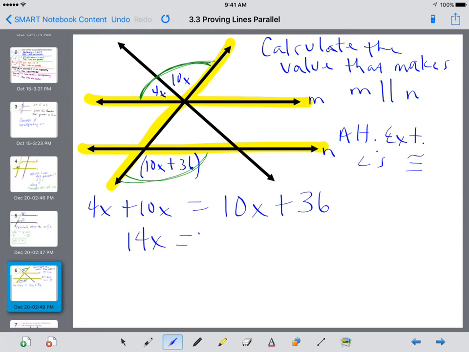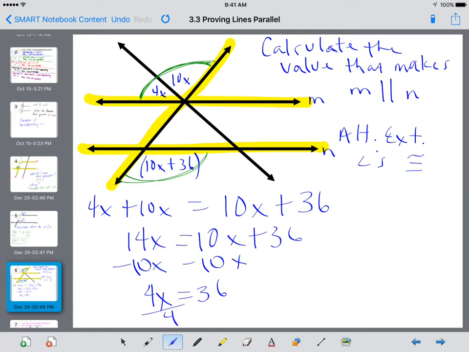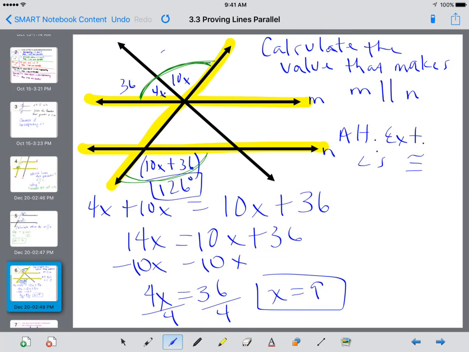So we'd have 14x equals 10x plus 36. Subtract 10x on both sides, we get 4x equals 36. Divide by 4, and x equals 9. So if x were 9, we plug it in, we get 90 plus 36, which would be 126 degrees. Same thing would happen up here. 4 times 9 is 36, 10 times 9 is 90, for a total of 126 degrees.